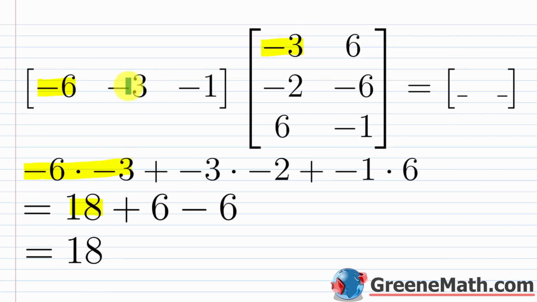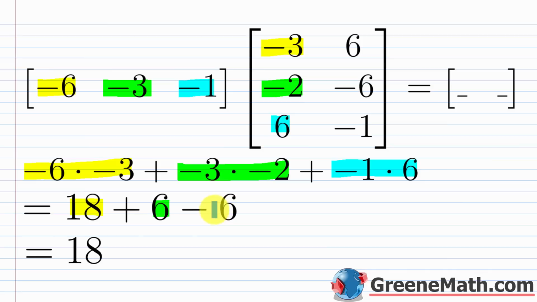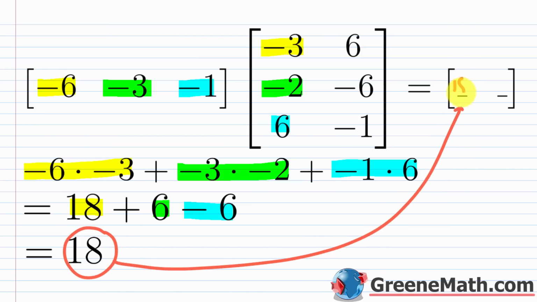Then you're just going to move down. So you have negative 3 times negative 2. So that's going to be right here. That's going to be 6. And then lastly, we're going to do negative 1 times 6. So that's right here. And that's going to be negative 6. So then you're just going to go through and sum your products. So 18 plus 6 plus negative 6 is 18. Again, you can just look at 6 minus 6. That's going to be 0. So basically, you'd have 18 plus 0, which is 18. Now, all you have to do is take this 18 and just put it into that position right there. So this goes there. That's it.